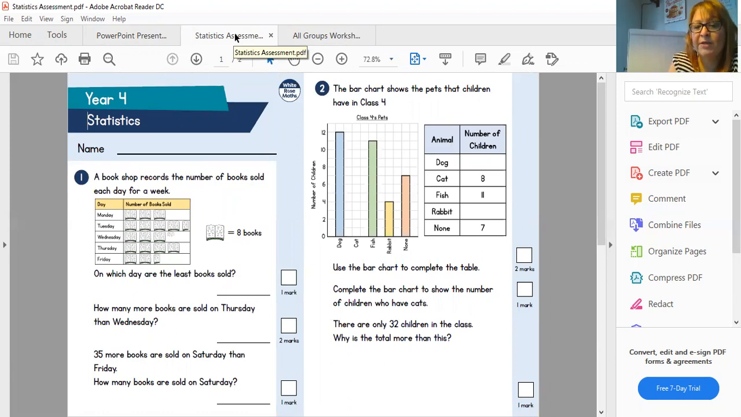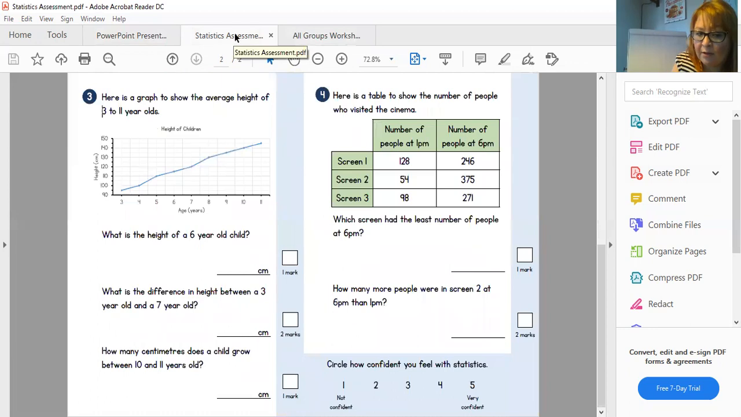This is to be done completely independently, using everything you've learned over the week, and I would like you to send it in so that Mrs. Bevins and myself can see how you got on. And then the bottom one says circle how confident you feel with statistics. Okay, so not very or somewhere in between.